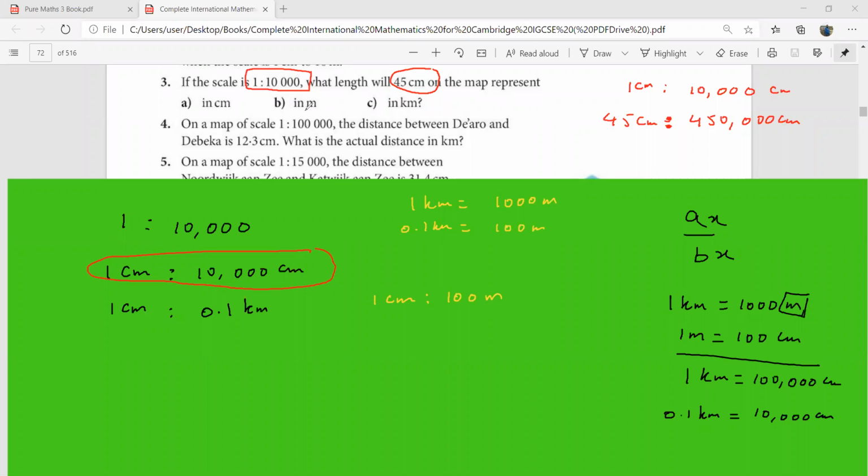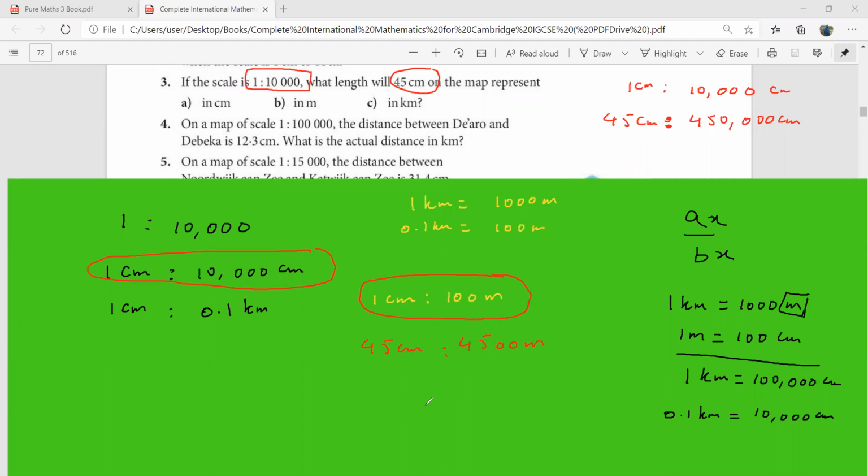Then it says in meters. So we'll be using this scale over here, 1 cm representing 100 meters. So if I multiply this 45, this would become 45 cm. So I'll have to multiply this with the 45 as well. So this is going to be 4,500 meters. Don't use an equal mark over here, okay? There is a proportion, there's a ratio between them, okay?